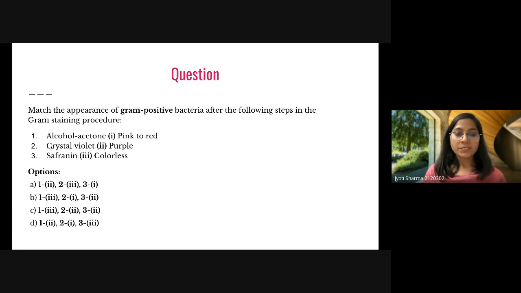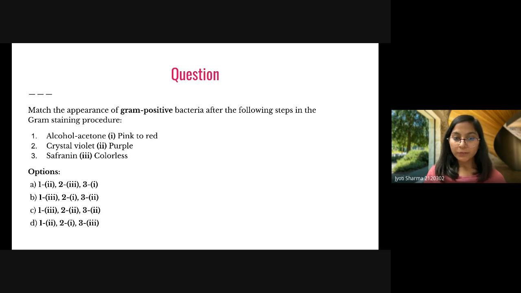This is again a question on the gram staining procedure, and you have to tell me what color we will have after applying some dye or chemical. We have alcohol acetone, crystal violet, and safranin. If our bacteria is gram positive, then after applying alcohol what kind of color will it show? If we apply crystal violet, what color will it give, and after safranin what color will it give, if it is gram positive bacteria?